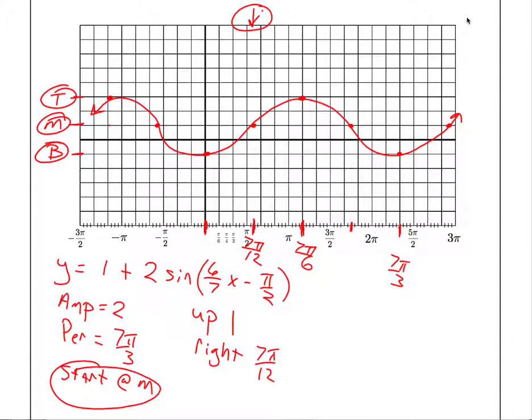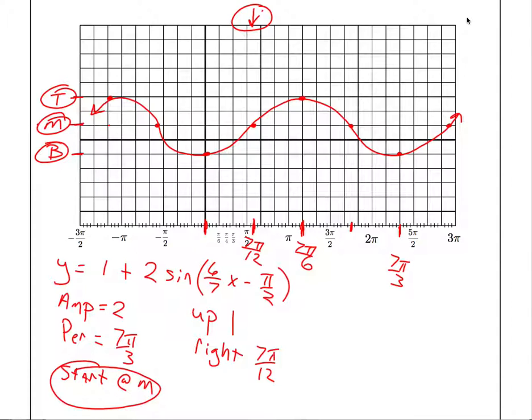So again, in this case, we found the amplitude, we found the period, we found the start. We found our period mark, we cut it up, found our shifts. Since I went up 1, that means I have a new middle. From there, I went up to find my top. I went down to find my bottom. I had to go right 7 pi over 12, so that means I found a new start value. I combine the two starts together. That tells me where I've got to start. And then from there, everything is following the pattern.